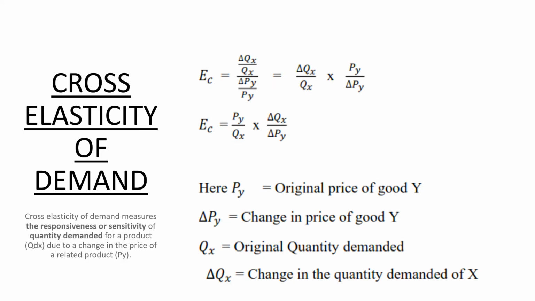Here we can see the cross elasticity of demand measures the responsiveness or sensitivity of quantity demanded for a product due to a change in the price of a related product. The formula is the change in the quantity demanded of X divided by the original quantity demanded, and then multiplied by the original price of good Y divided by the change in price of the good Y. These are the substitutes that we can see.